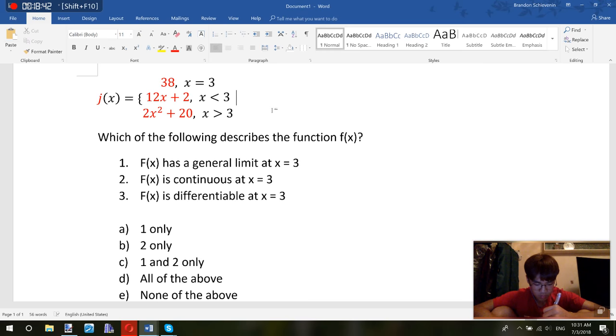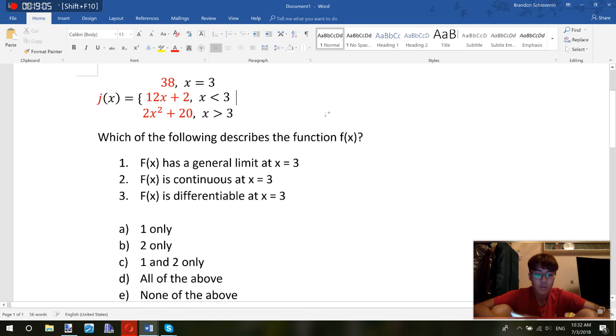So if I'm differentiable, I need to get the same derivative from the left and from the right. X to 12. Yes. Okay. Now it's the same. Everything's the same. Okay, so this one is differentiable, and it is continuous, and it has a general limit. Awesome.